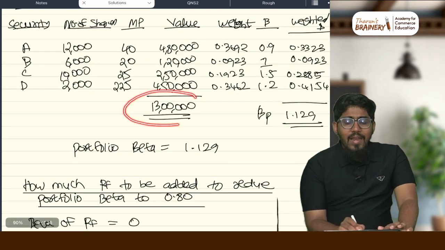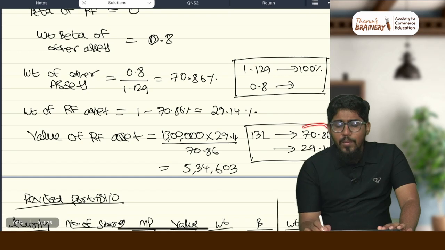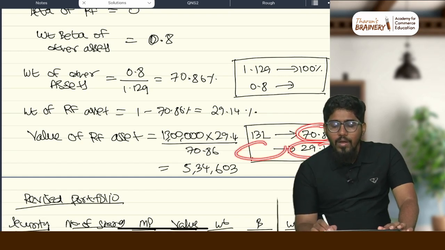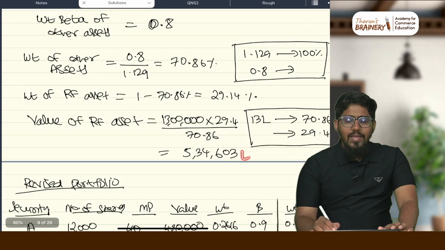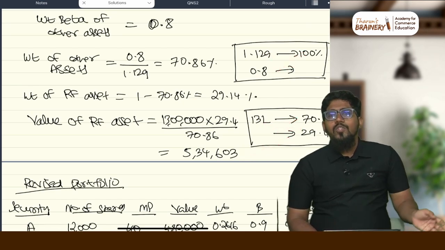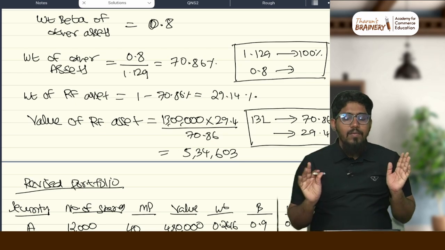This 13 lakh investment value is for 70.86%. So for 29.14%, how much? So this comes to 5,34,603. Cross multiplication. 1 mango 10 rupees, 2 mangoes how much? Same calculation only we are doing. This much clarity you guys are having?